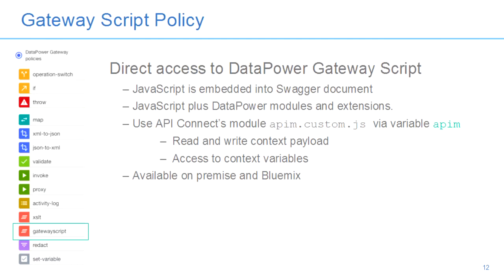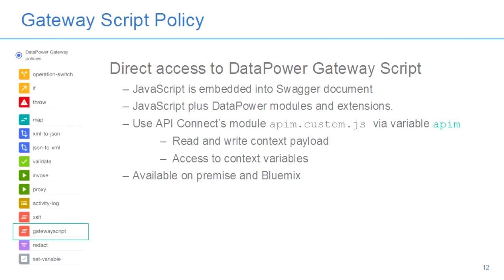One common question is, what is the difference between the two? Usually the way I define it is that gateway script is JavaScript plus the DataPower modules and extensions. So you can run JavaScript code. That JavaScript code is embedded in your Swagger document, so you can easily see what you have added in source code. You can bring in DataPower modules or extensions. You can do crypto things. You can use all the different modules that DataPower defines.